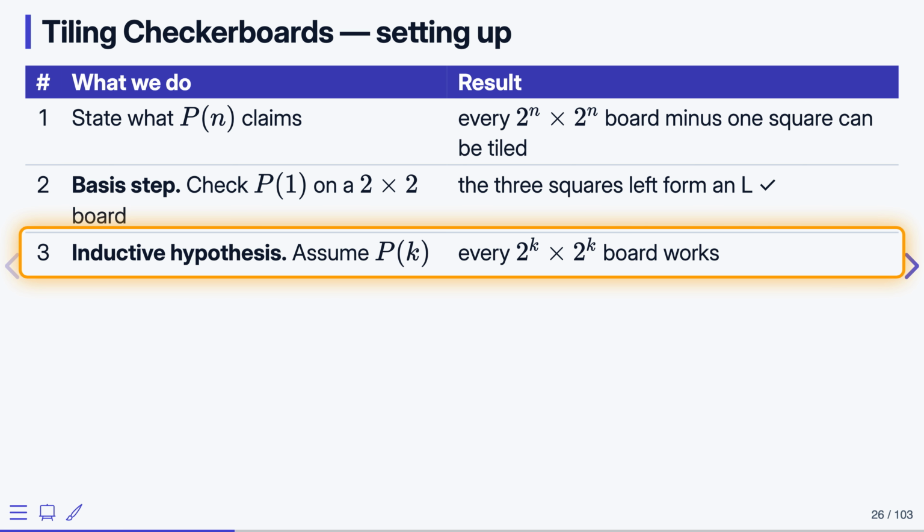Step 3. The inductive hypothesis. Assume every board of size 2^k by 2^k works. We finish on the next slide.